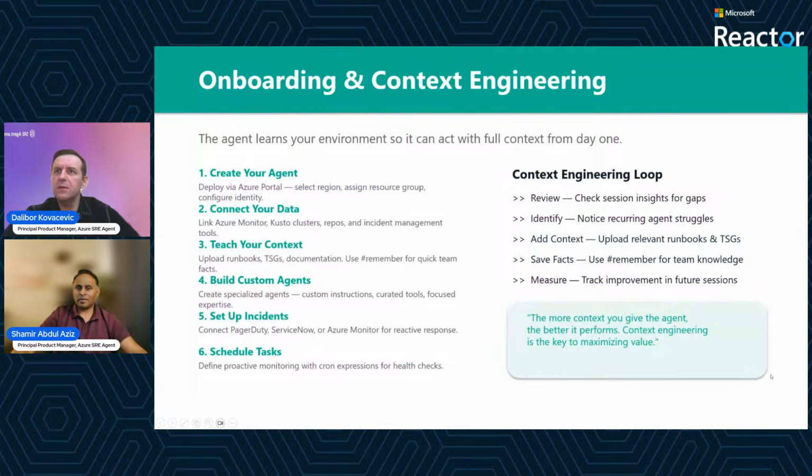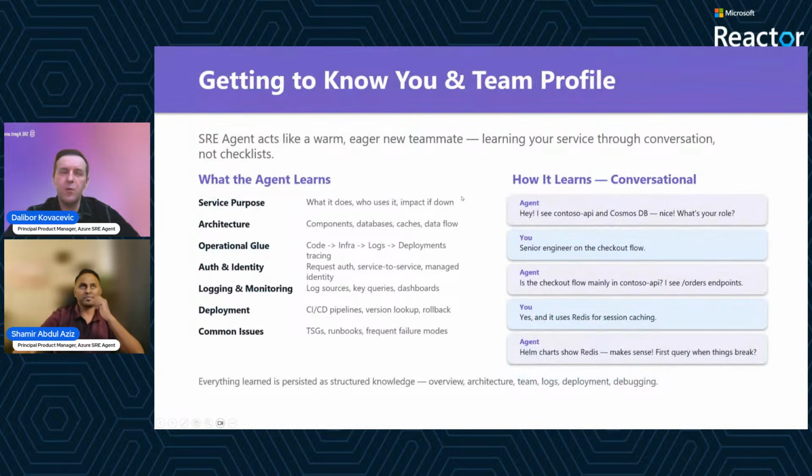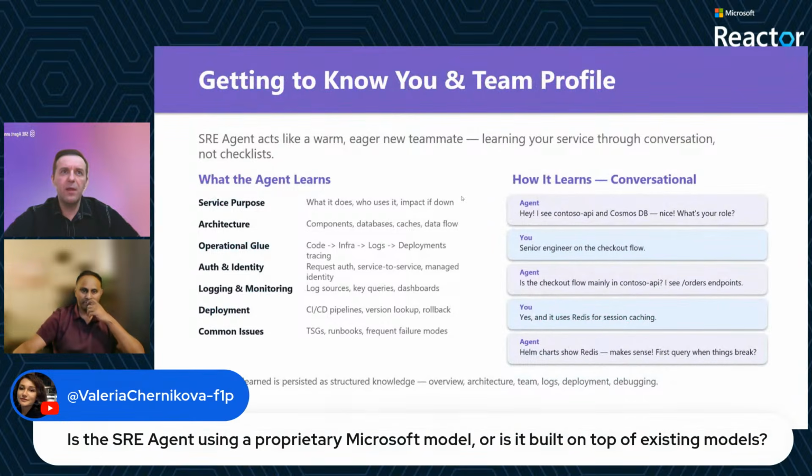I'll take the first one, which I think is the one we haven't talked about: the model. We use two model providers. We use Anthropic, and we also use OpenAI. Those are the two model providers on the back end that we use, so nothing proprietary.